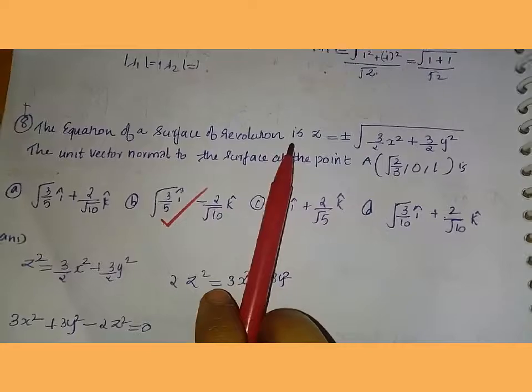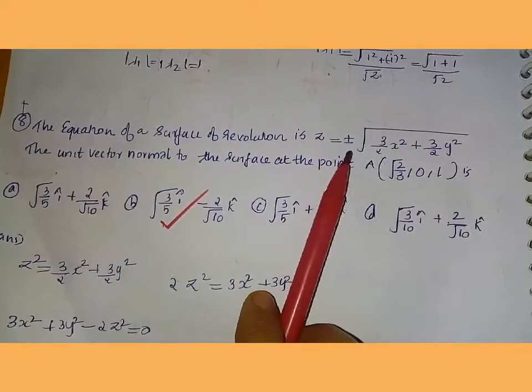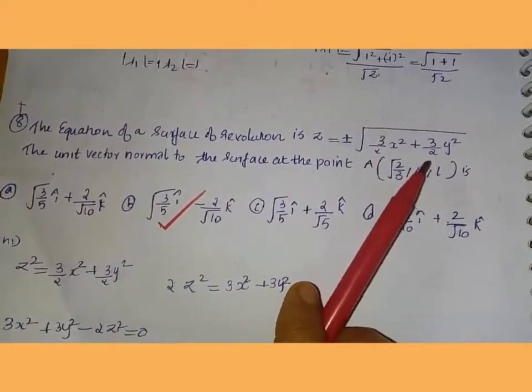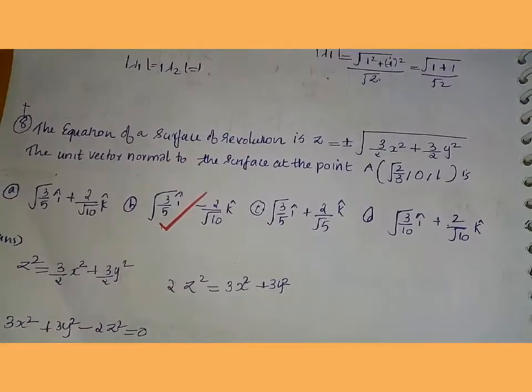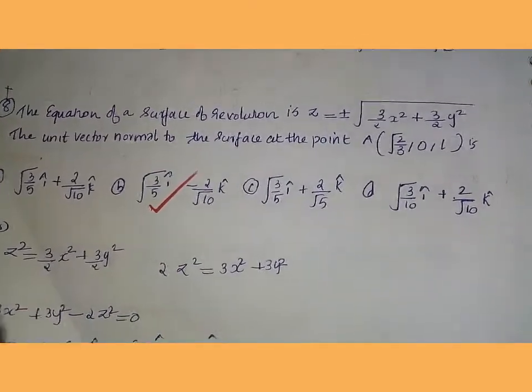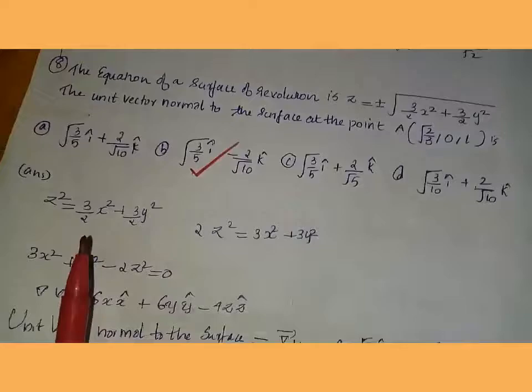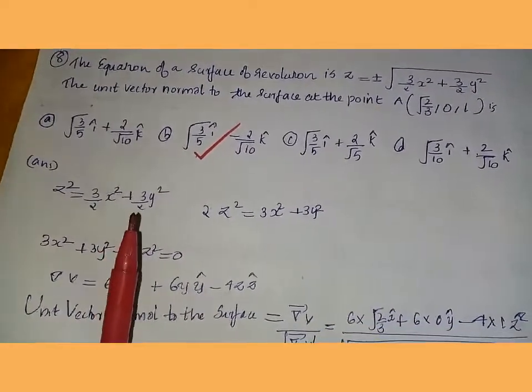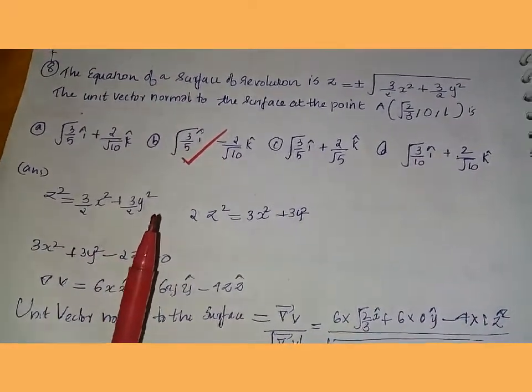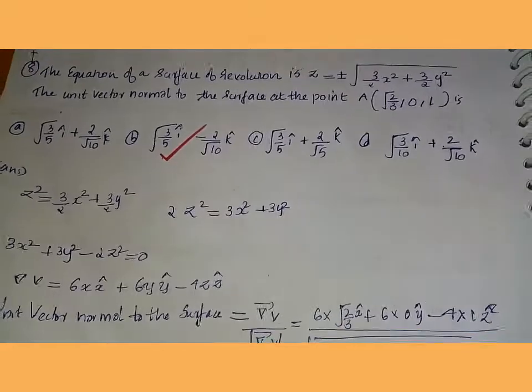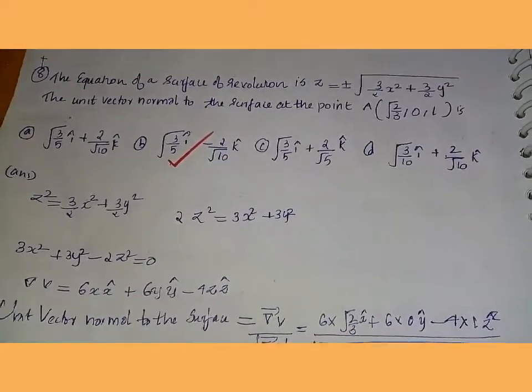In this problem, they have given a surface z = ±√(3/2 x² + 3/2 y²). Here we have to find the unit normal vector to the surface. So the surface equation is z² = 3/2 x² + 3/2 y². So we have to find the formula of the equation.